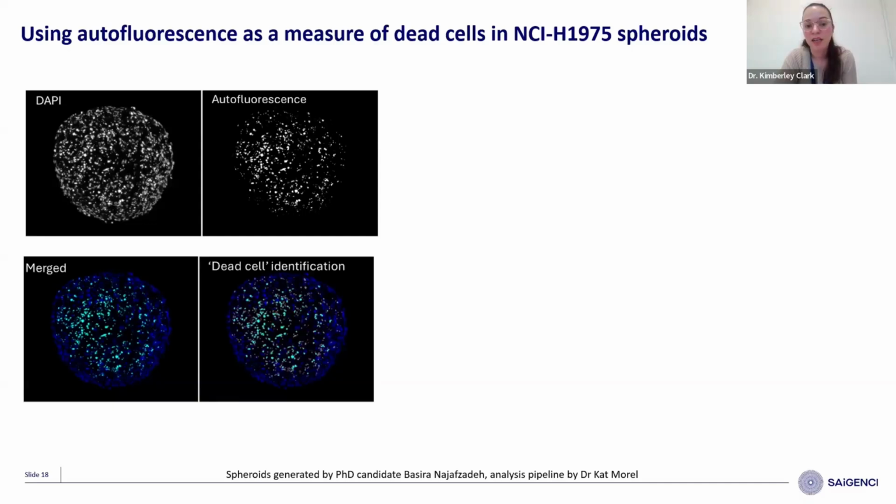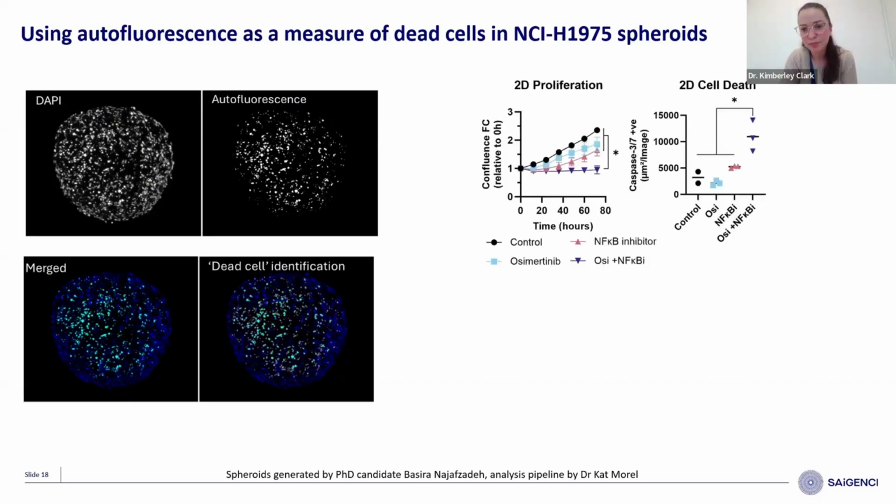We can see that we get a bulk of these dead cells within the centre of the spheroid, which we would expect as we often have a more apoptotic or necrotic core. And it's quite specific in certain cell populations, and we don't often get a strong overlap with DAPI either. And so what we've been able to do is, when we analyze our 2D cells looking at different drug treatments, we can see we get a separation.